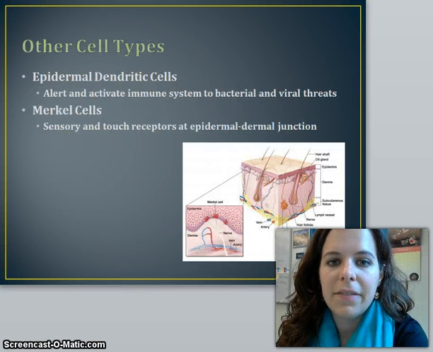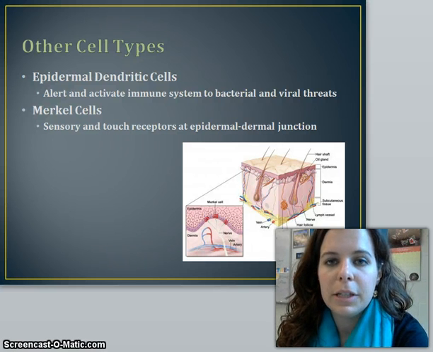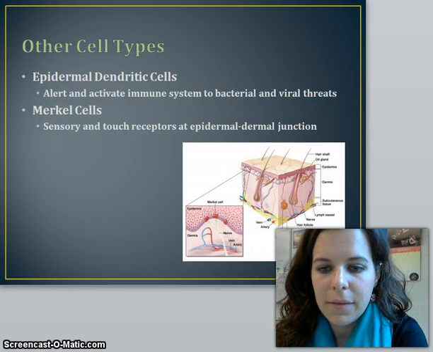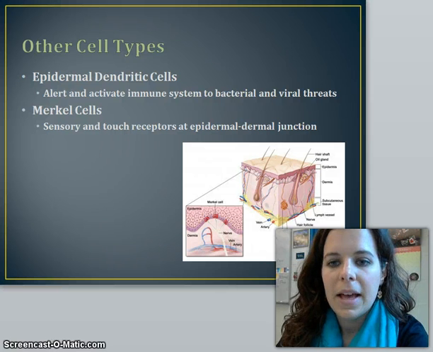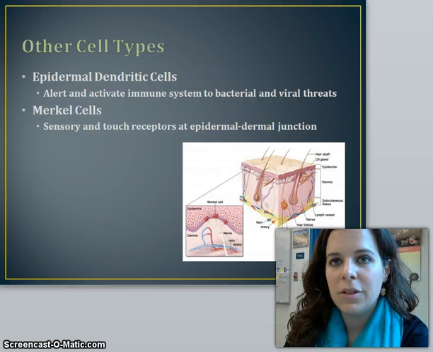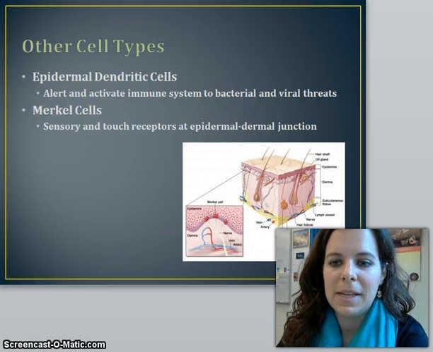Other cells that are found in the skin are epidermal dendritic cells, and those are going to alert and activate your immune system to bacterial and viral threats, so if you have bacteria coming in, as well as Merkel cells, which are sensory and touch receptors at where the epidermis and dermis meet.